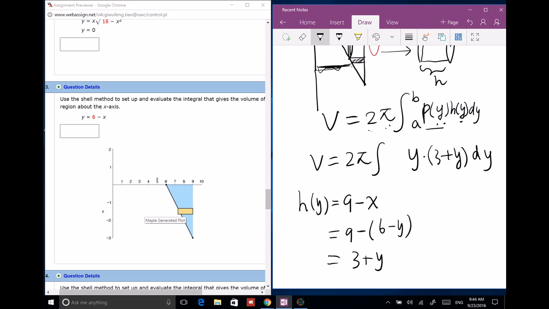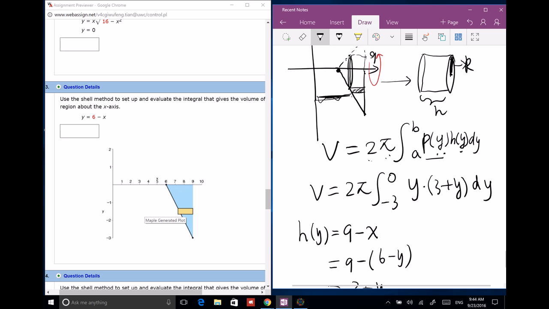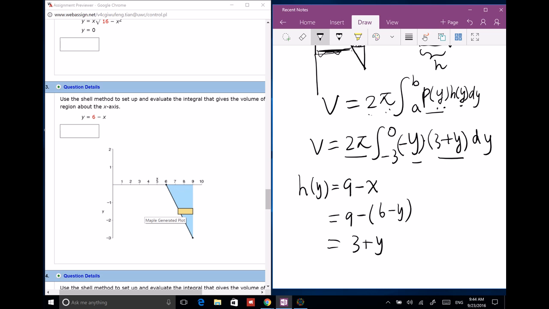Now we take the integral from -3 to 0. Since this is the negative part, if we do 2 pi r, it has to be positive. When you do volume, it's always positive. So it's negative y here, because we're integrating from -3 to 0. So it's negative y, and then the whole thing will be positive. If you look at this one, 2 pi y times h, 2 pi r times h, the whole thing has to be positive.